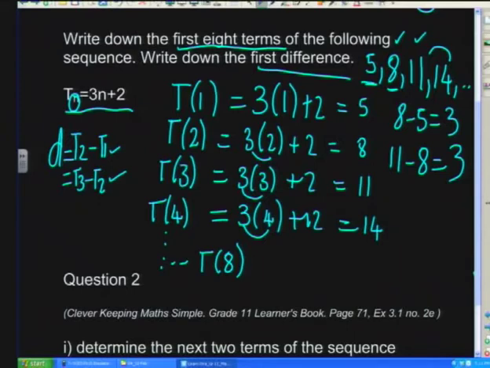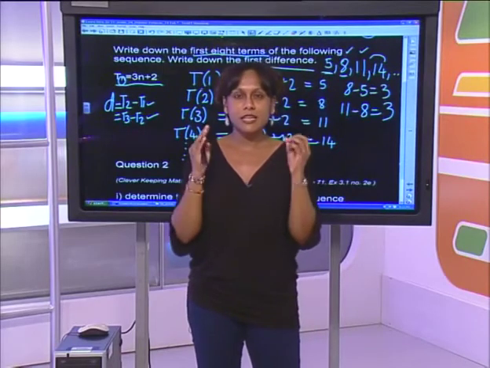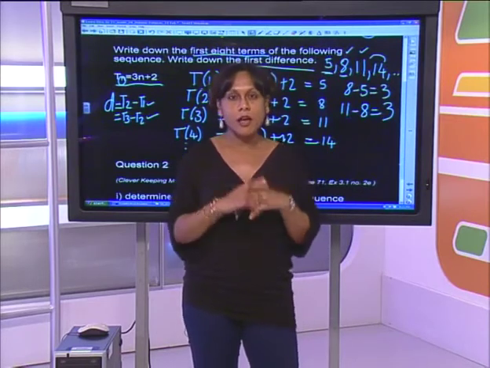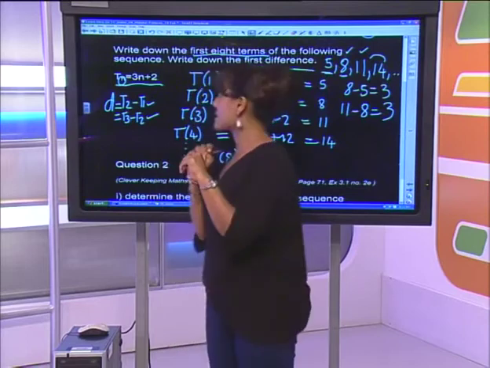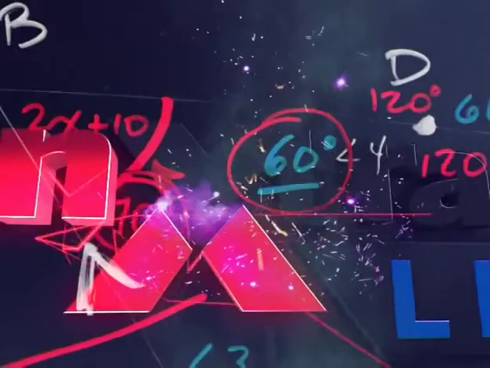So what that means is that your constant difference, or your common difference, is 3 in this linear number pattern. And what you'll notice is if you look at the formula quickly, Tn equals 3n plus 2, do you see that that common difference of 3 is actually the value of a? Which is what we're going to get to in a later example.